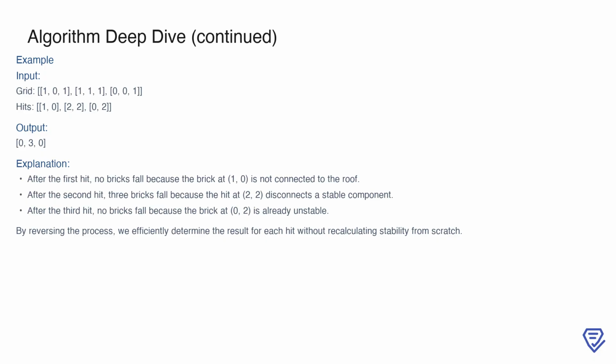For the first hit at [1, 0], no bricks fall because the brick at this position is not connected to the roof. For the second hit at [2, 2], 3 bricks fall because this hit disconnects a stable component from the roof. For the third hit at [0, 2], no bricks fall because the brick at this position is already unstable. By reversing the process, the algorithm efficiently determines the result for each hit without recalculating stability repeatedly. This demonstrates the power of the union-find approach combined with the reverse simulation strategy.